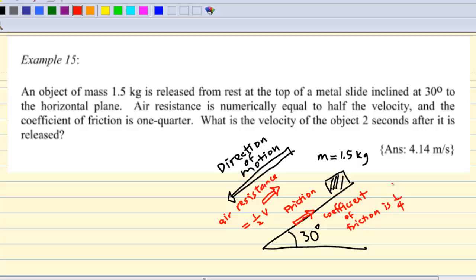So what we want to find out is what is the velocity of the object 2 seconds after it is released. We know in the beginning the object is released from rest. That means when t equals 0, velocity is equal to 0. So what we want to know is when t equals 2, what is the velocity?